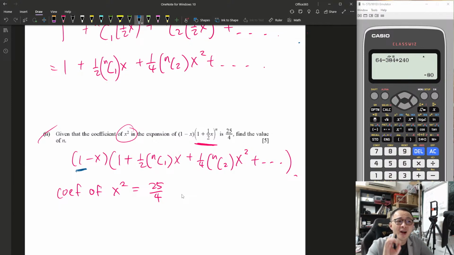Now if I want to get the x squared, the 1 should multiply which term here? Should it multiply term 1, term 2, or term 3? If I want to get x squared, which term should I multiply? My 1 should multiply 1, 2, or 3? Come, I'll give you guys some chance to guess.